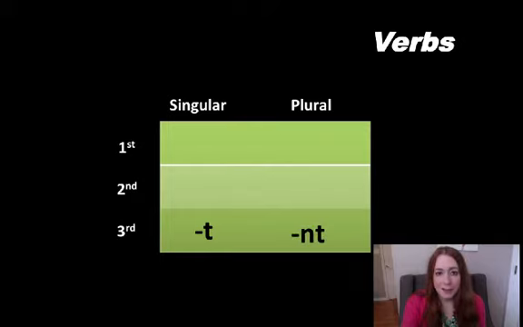The I ending for a verb is going to be represented by O with a macron. The you form is going to be represented by the ending S. Then he, she, it will be T. The we ending will be mus, M-U-S. You all will be represented by tis, T-I-S, and again they will be represented by N-T.